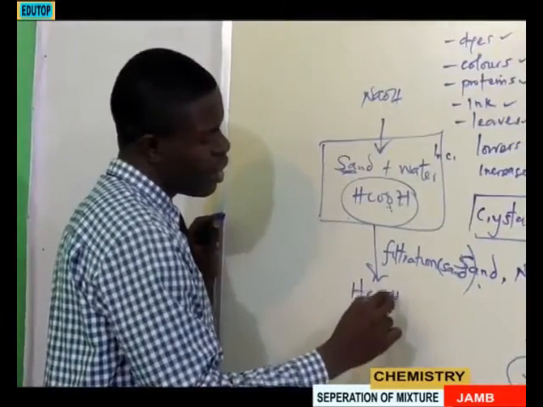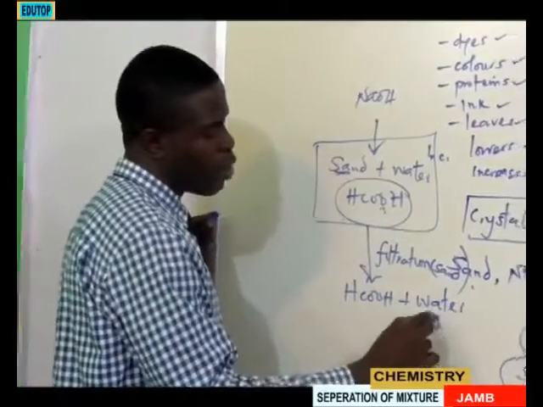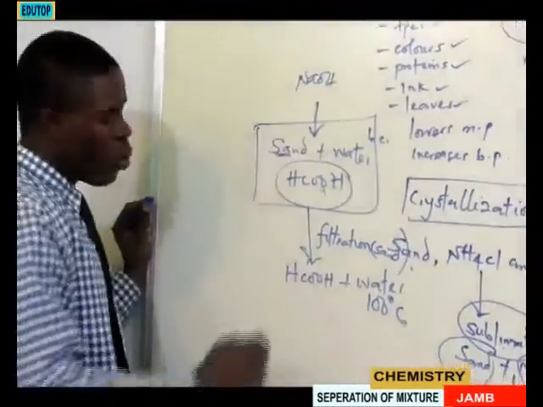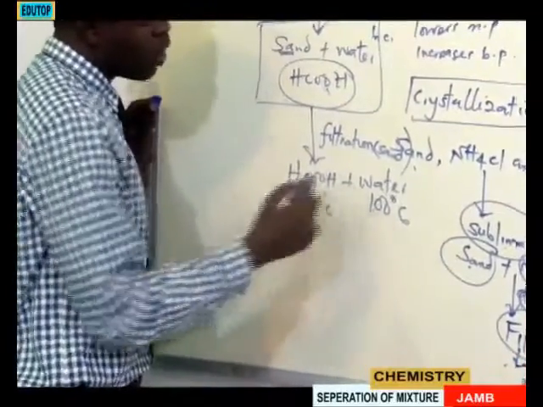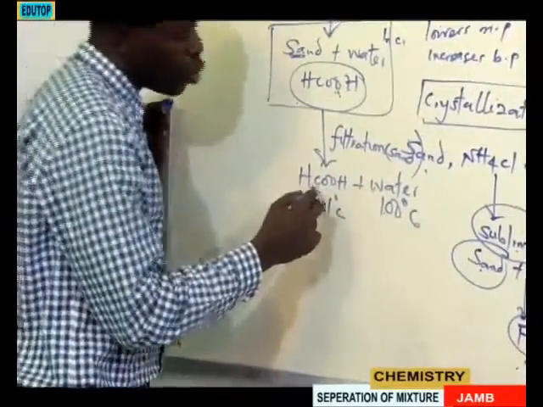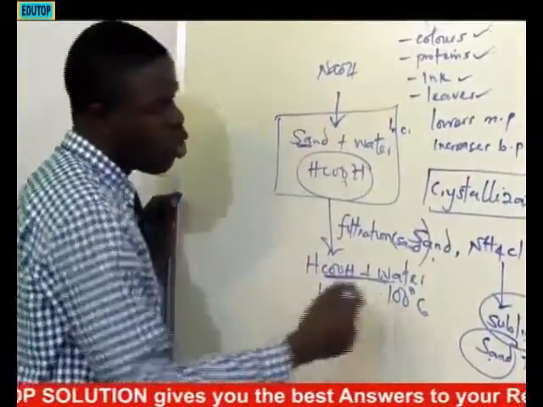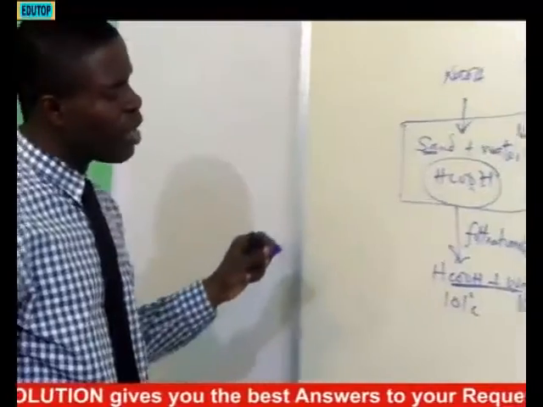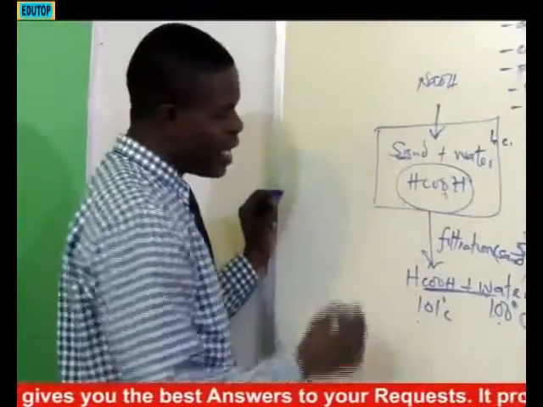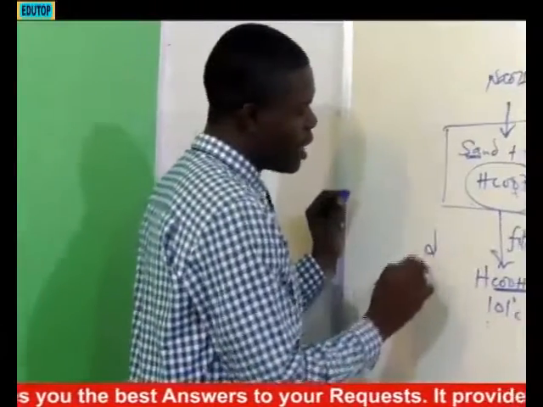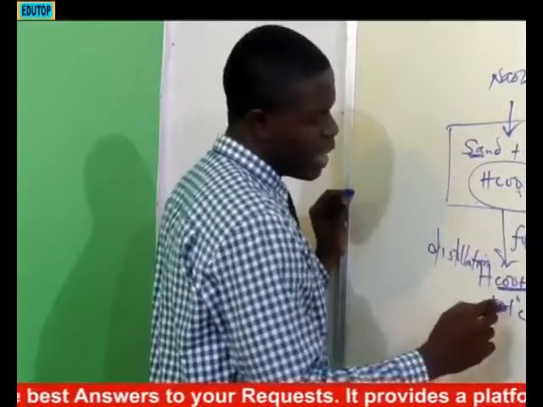Methanoic acid and water. Now look at the boiling point of water, approximately 100 degrees Celsius. What is the boiling point of methanoic acid? 101 degrees Celsius. So you have close boiling points, and you are talking about two miscible liquids with close boiling points. Which method separates on the basis of closeness in boiling point? It is no other method than distillation.